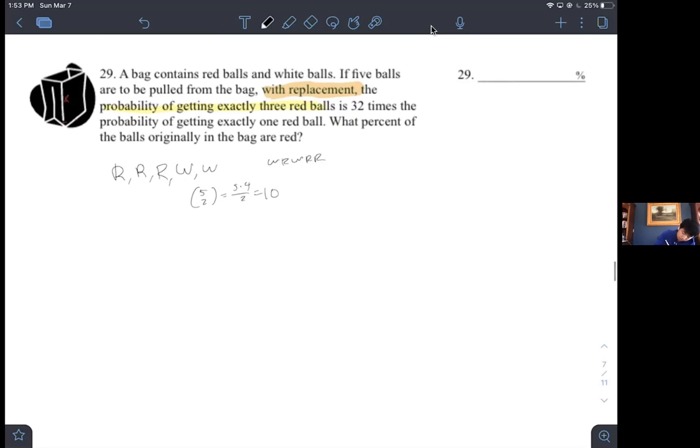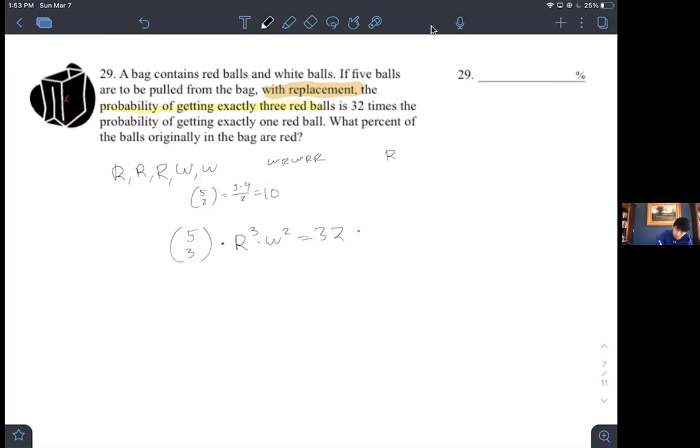So that means that the probability of getting exactly 3 red balls is 5 choose 3 to choose the order in which we'll get those red balls, times R cubed times W squared, where R is the probability of getting a red ball and W is the probability of getting a white ball. And then this is equal to 32 times the probability of getting exactly 1 red ball.